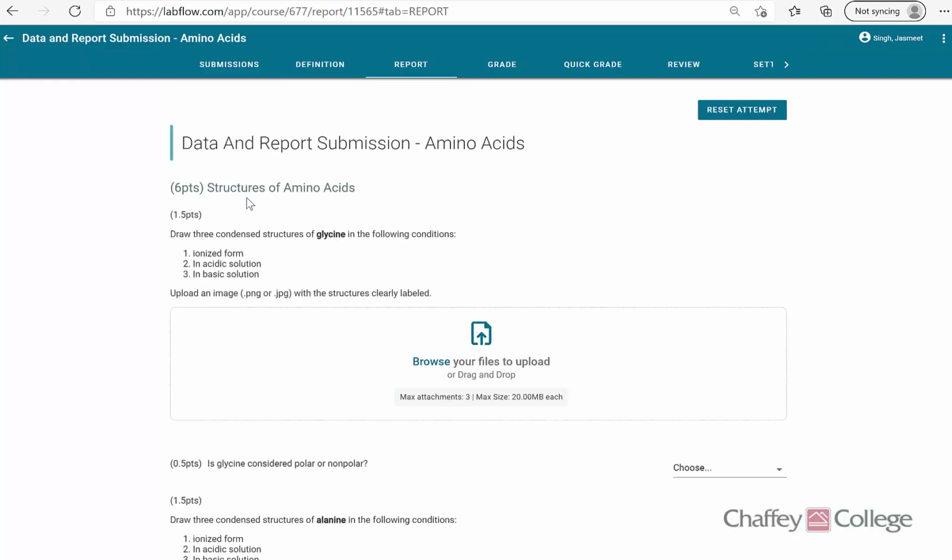So in the first section of the lab report, we have to draw the 3 condensed structures of glycine in the following conditions. So first condition is ionized form, and as we saw in the PDF file, the ionized form data is given, and then we have to write the structure in acidic solution and then in basic solution. We already learned how to write the structures in acidic and basic solutions. So draw these formulas on a piece of paper, and then upload the picture of that paper here.